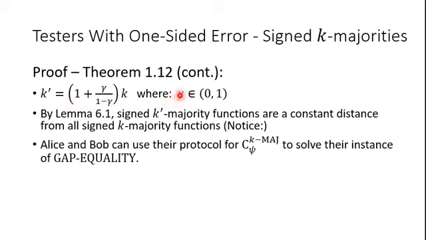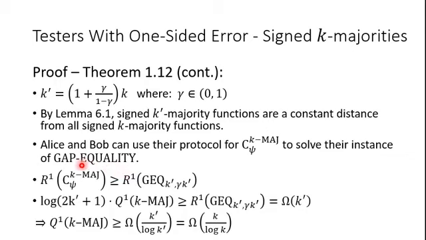I'm reminding you that gamma is in the 0, 1 range, and so this is always going to be positive, and indeed we get that k' equals 1 plus some positive alpha times k. So by Lemma 6.1, we know that signed k' majority functions are a constant distance from all signed k majority functions. So that means that Alice and Bob can use their protocol for this communication game we defined for k majority functions in order to solve their instance of gap equality.